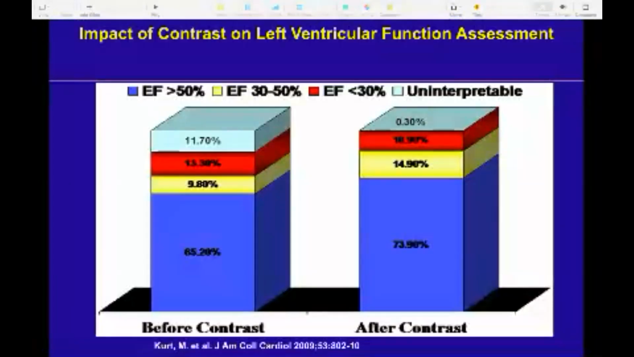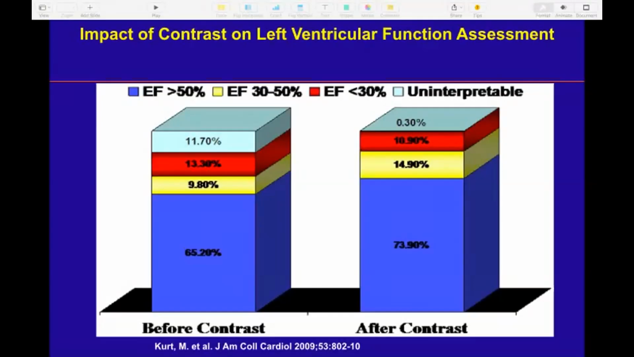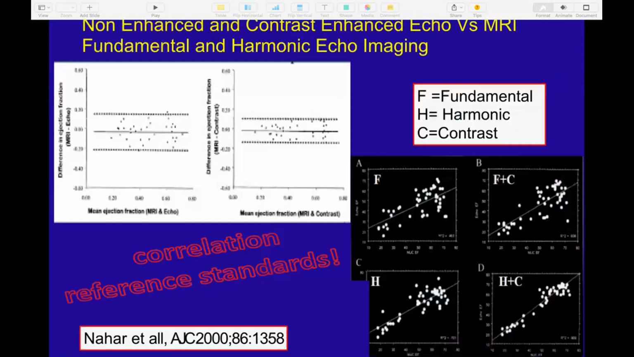So now let us move to the impact of contrast. So what does this mean? If you look at this, this is probably one of the most impactful studies that I'm aware of in contrast echo. There's not a lot of large studies looking at patient impact. And you can see in this study, particularly where you look at uninterpretable echoes, that that goes from 11% without contrast to 0.3% with contrast. So that's probably a huge difference when you look at interpretability of studies.